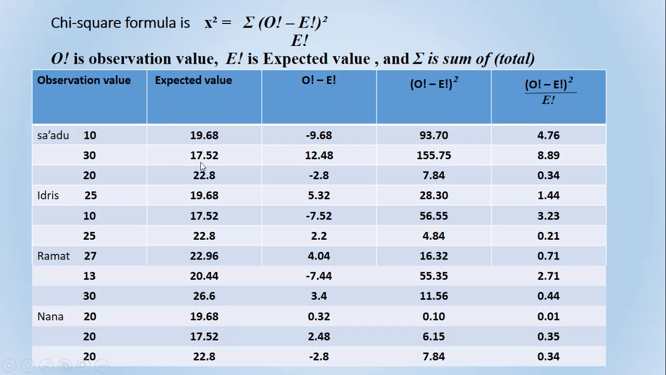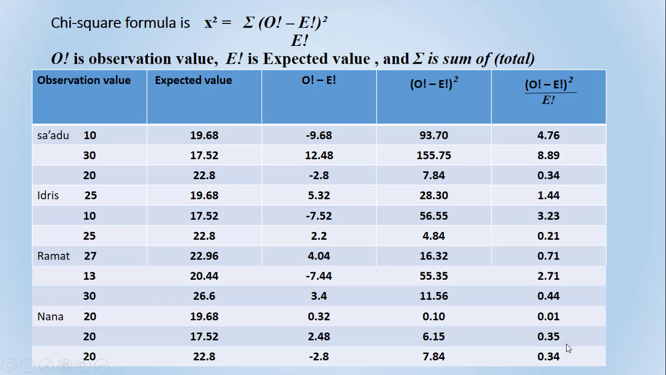155.75 divided by 17.52, we have 8.89. 7.84 divided by 22.28. Remember, I told you this is what their expected value. 7.84 divided by 22.8, we have what? 0.34. If you continue that way, you will continue to get the figures written on the screen. So try working out the rest on your own and see if your answer is in line with the figures that is on the table on the screen.